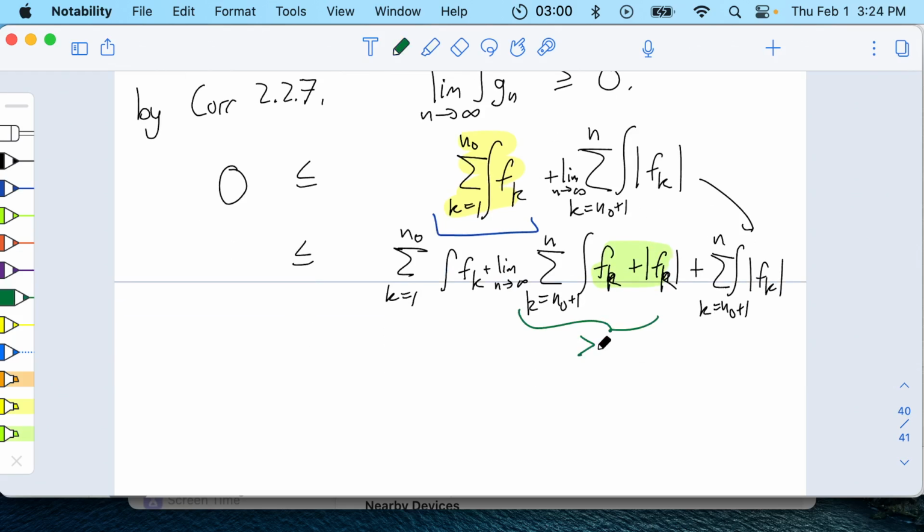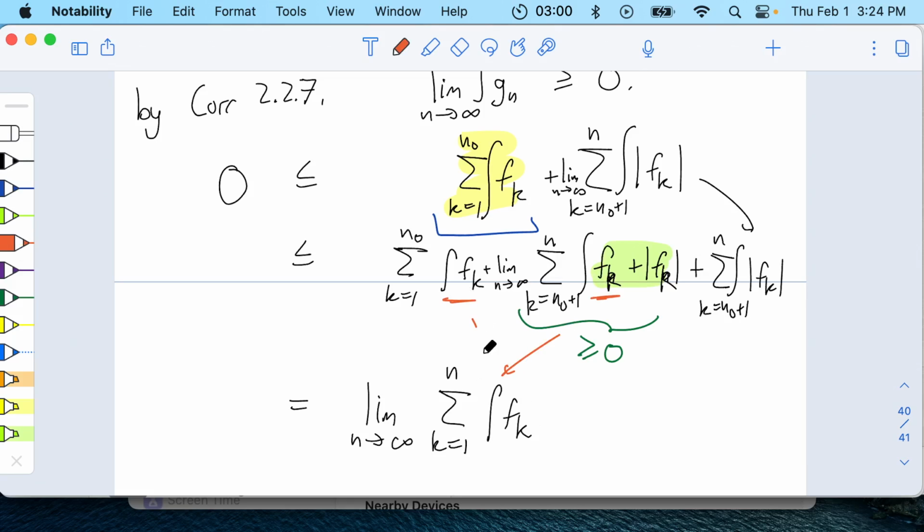F plus its absolute value is always greater than or equal to 0. Like, f plus its absolute value is equal to 0 if f is negative, and it's twice the absolute value if f is positive. We're adding that on. That was totally legit. And now I can split it up into two parts. This is equal to the limit as n goes to infinity of the sum, k equals 1 to n, of the integral of f_k. That was by combining this and this together. So we had 1 to n naught, and then n naught plus 1 to n. This is going 1 to n.